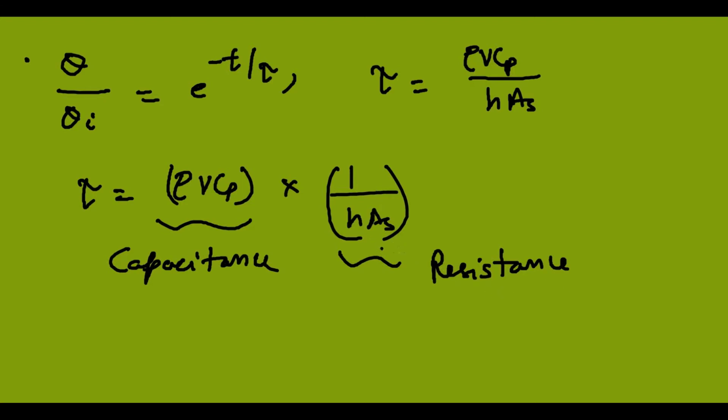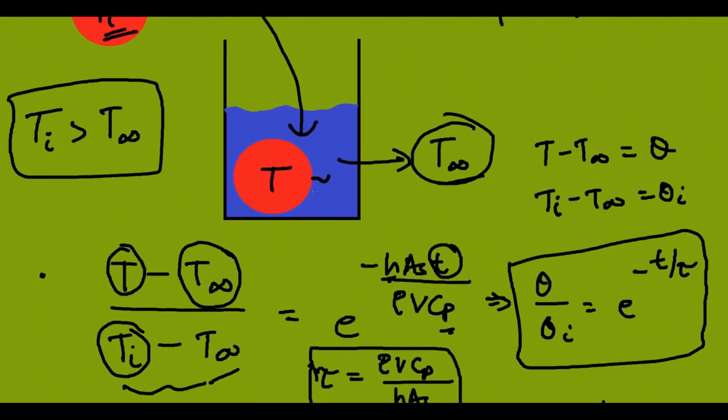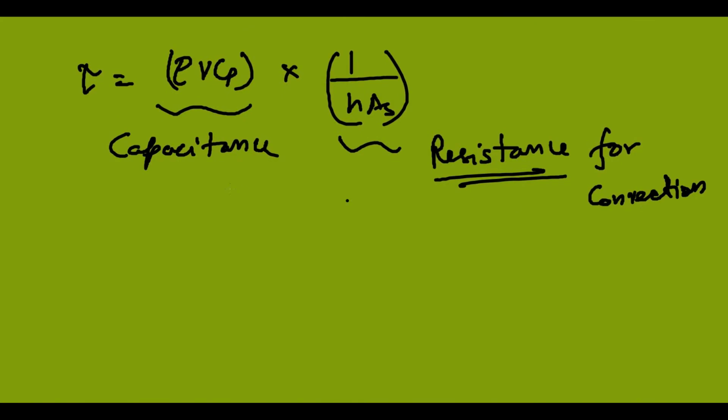This resistance term 1 by h As gives the resistance. So this resistance term gives the resistance for convection, that is convection from the sphere to the surrounding water. That is the resistance for convection of heat. Now next is this capacitance. What is this capacitance? This is the capacitance of the solid to store heat. So this is what this rho V Cp signifies, and 1 by h As gives the resistance term for convection.